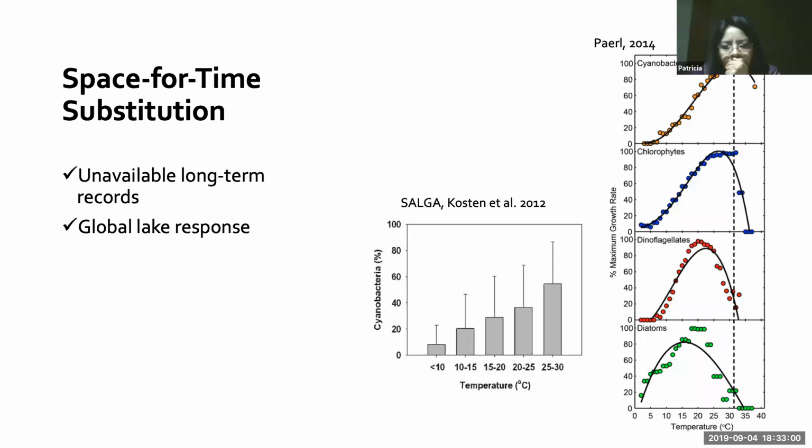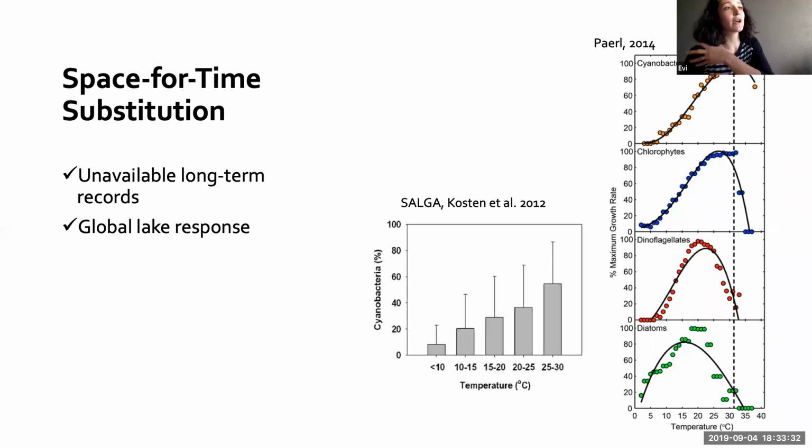Back to the advantages of multi-lake surveys. Multi-lake surveys follow a space-for-time substitution approach, where they study present-day spatial phenomena instead of long-term records that in many cases are unavailable. Here I give you an example, not a spatial to temporal direct comparison, but how a spatial dataset can show the same trends as you would get in laboratory experiments.